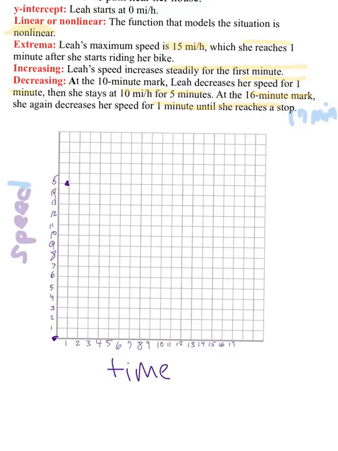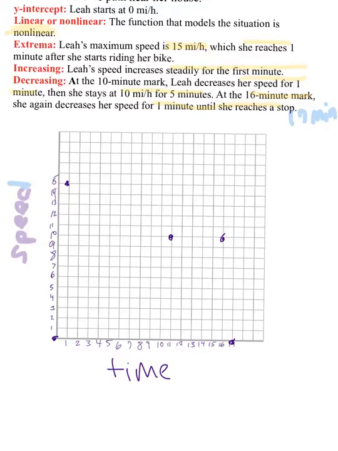I know at the 10-minute mark, she decreased her speed for 1 minute, and then she stays at 10 miles an hour. So at the 11-minute mark, she's at 10 miles per hour. And then we're going to stay there until the 16-minute mark. At the 17-minute mark, we're back to 0. So now I got a lot of my key points, so now I'm just going to draw my line.